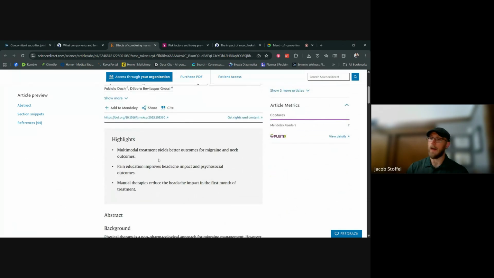So this one does it pretty well when we actually review it. Multimodal treatment yields better outcomes for migraine and neck pain. Education improves the questionnaires that they were using to assess their headspace going into it. And manual therapies reduce the headache impact in the first month of treatment. So it all has a place and it all does different things.